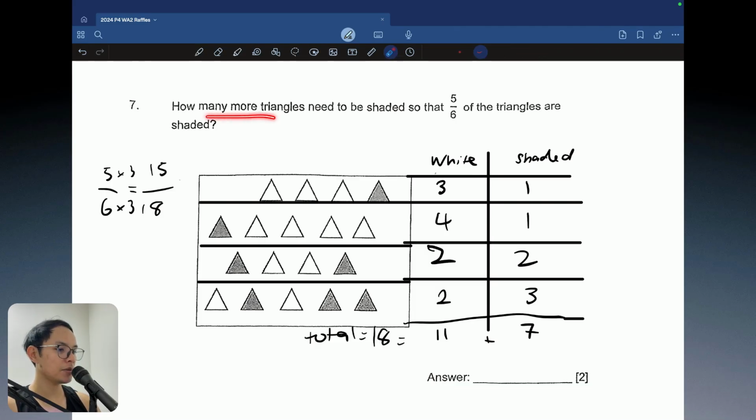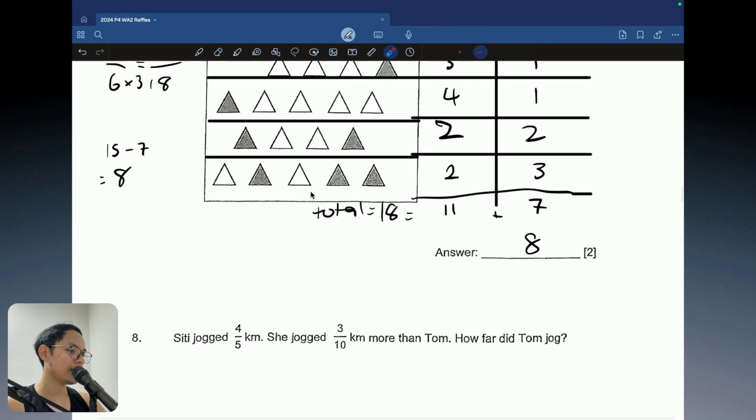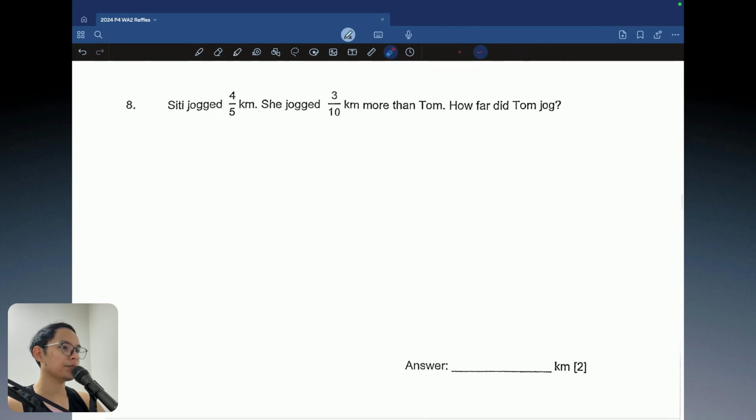Okay, because it says here how many more triangles need to be shaded so that 5/6 of the triangles are shaded. Okay, so when it says 5/6, 15 over 18 must be shaded. So since we have 7, what is 15 minus 7? This should be 8. So your answer should be 8. You need 8 more shaded triangles to become 15 over 18 or 5 over 6. All right, let's move on to the next question.